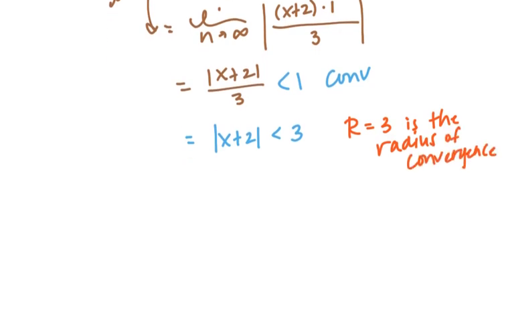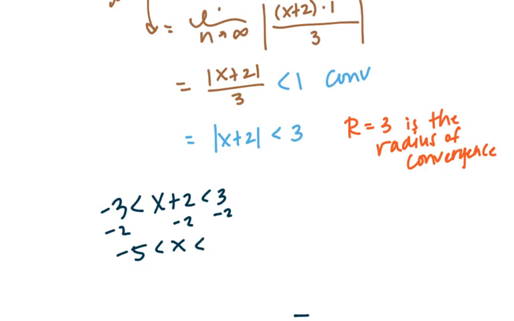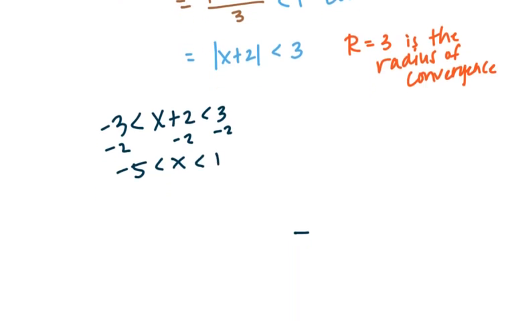So to find the interval, we now need to solve that. So let's say x plus 2 is less than 3 and greater than negative 3. We have to solve for x so we can check our endpoints. We're going to subtract 2 in every part, just a reminder in case you forgot. Negative 5 is less than x, which is less than 1. So that's our interval for convergence, but we have to check the endpoints.